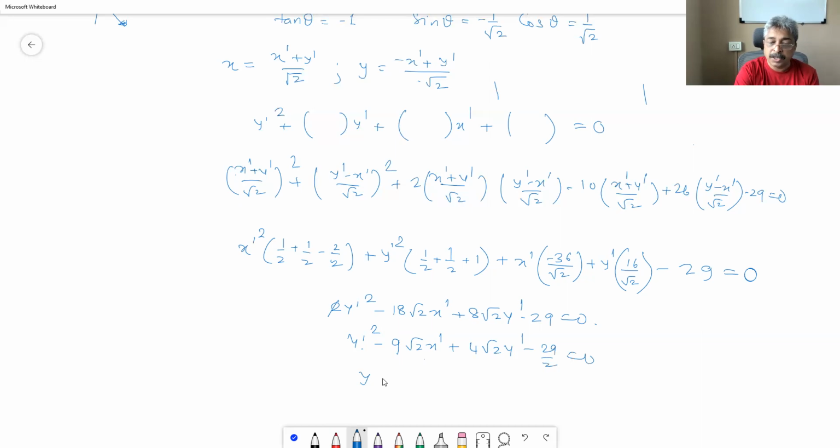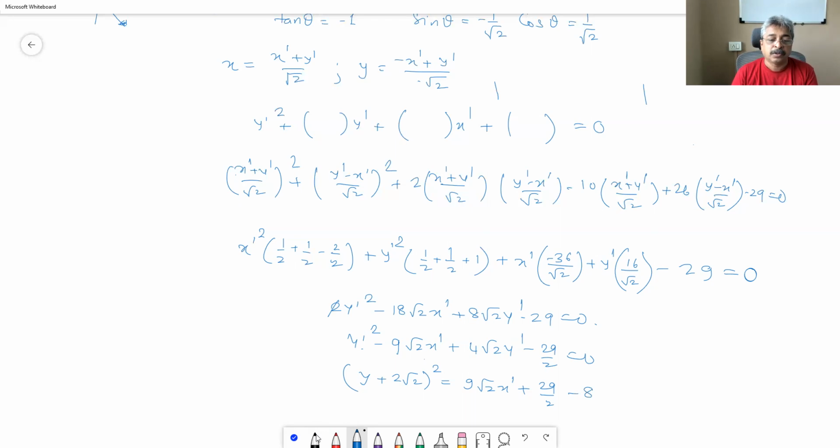So (y dash plus 2 root 2) bracket square is equal to 9 root 2 x dash plus 29 upon 2, and then you have generated plus 8 here, so minus 8.